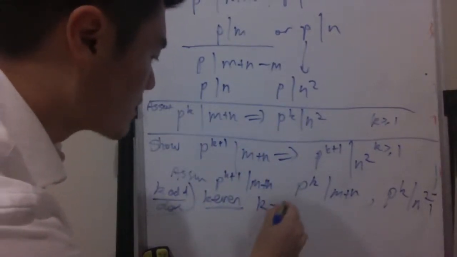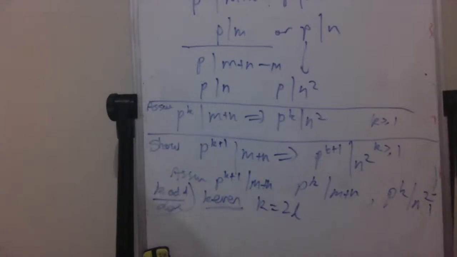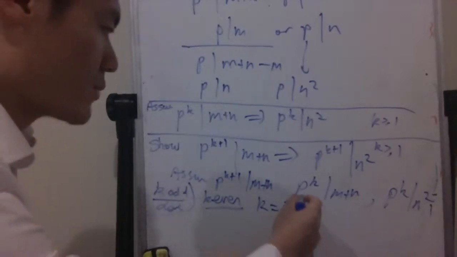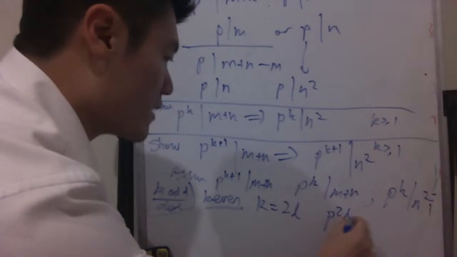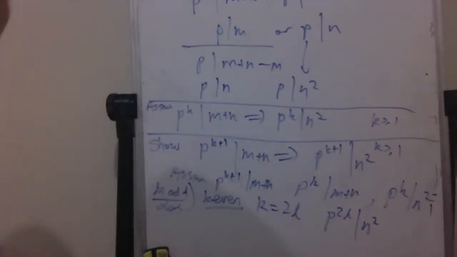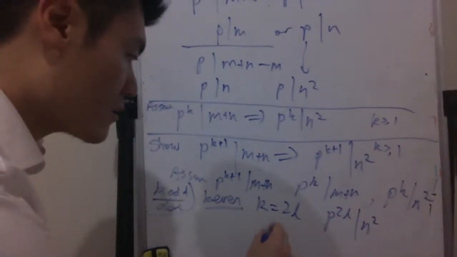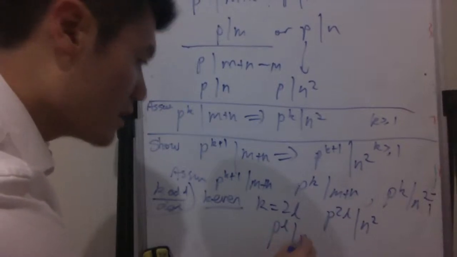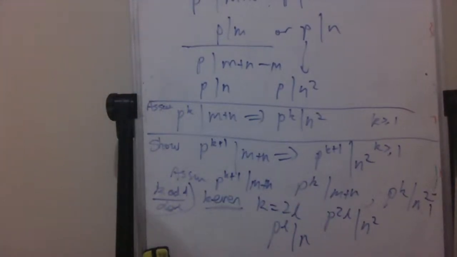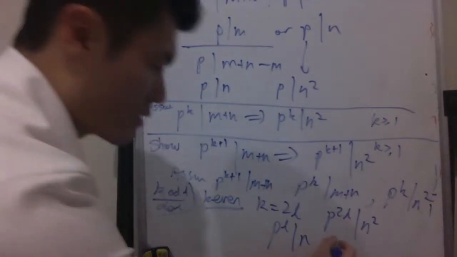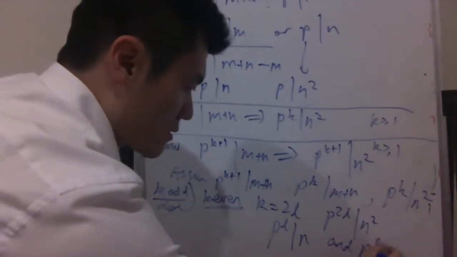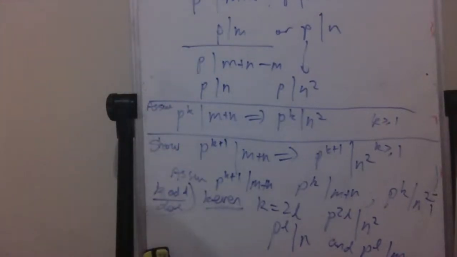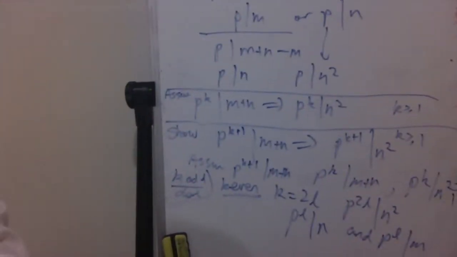So K is even, it's equal to 2L, for example, right? Then P to the K, so P to the 2L divides N squared, yeah? So therefore, P to the L divides N. Yes, good. P to the L divides N. And M, yeah? Okay, you assume the M plus N.